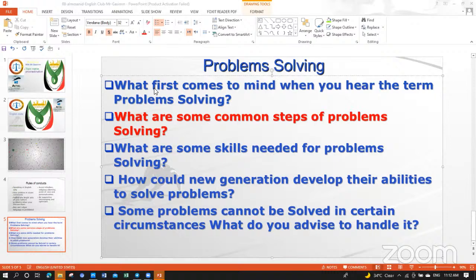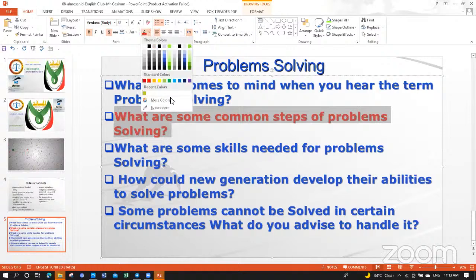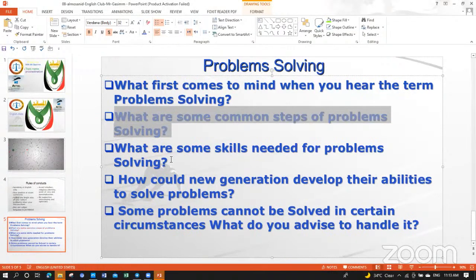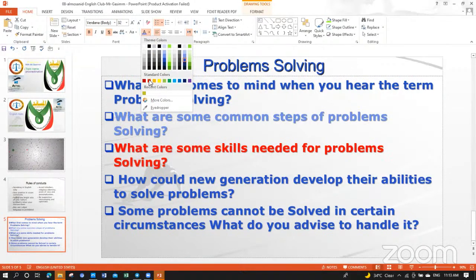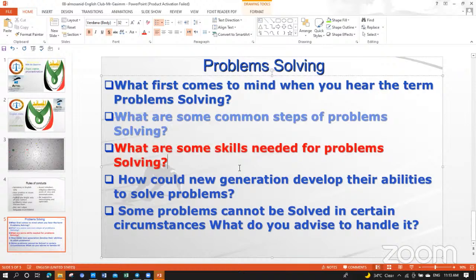Now let's go to the next point, and allow me just, guys, to go with this. Again, I have to change the color. So we are here, and our question is, what are some skills needed for problem solving?